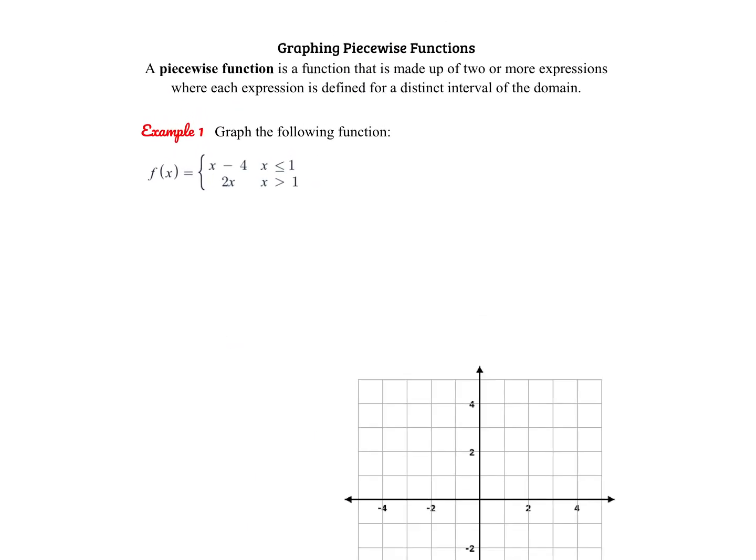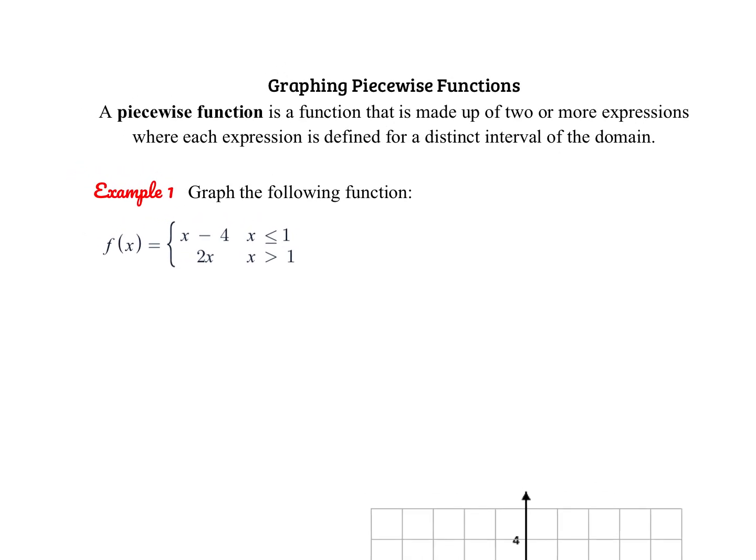So the first special type of function we're going to talk about is what's called a piecewise function. So it's kind of what it sounds like. It's a function made up of different pieces. So it is when you have a function that is defined by two or more expressions, where each expression is defined by a different interval over your domain, which is your x value.